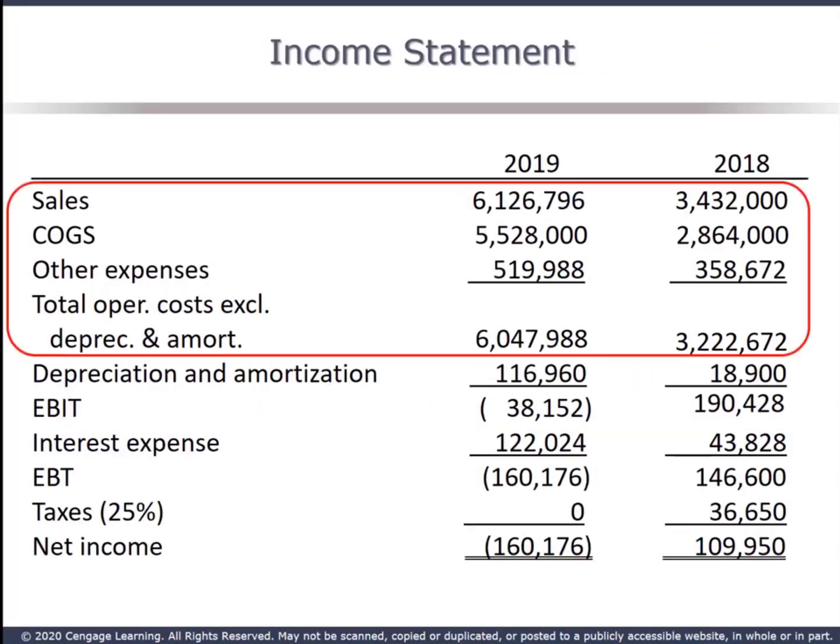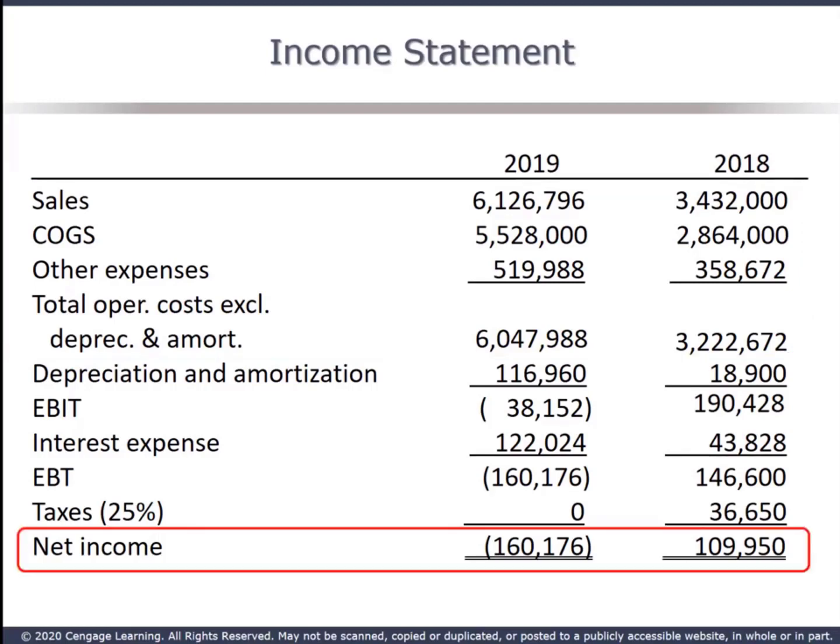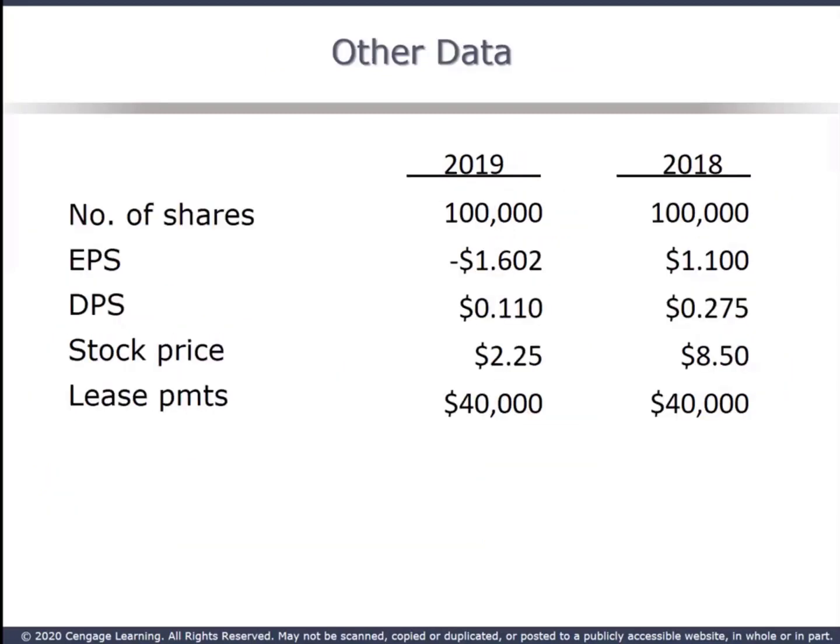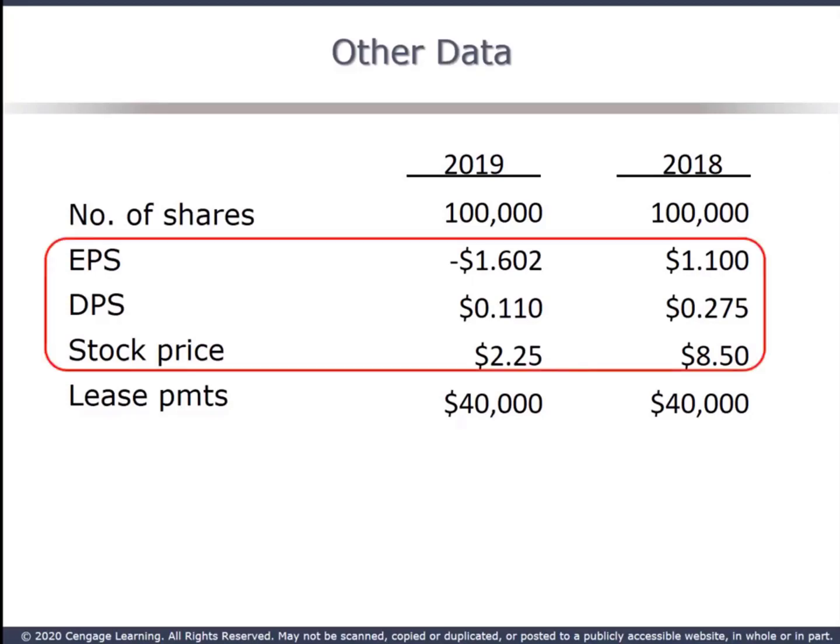DeLeon sales did increase significantly, 78%, after the expansion, but cost of goods sold increased by 93%. Net income went from $110,000 profit to $160,000 loss, a swing of a minus 246%. No wonder the board of directors are upset. These results for 2018 versus 2019 make it clear why shareholders are not happy either. Earnings per share declined by 218%. Dividends per share were cut more than in half, a bad signal to the market. Most disturbing, the stock price dropped from $8.50 per share to $2.25, a 73.5% decrease.